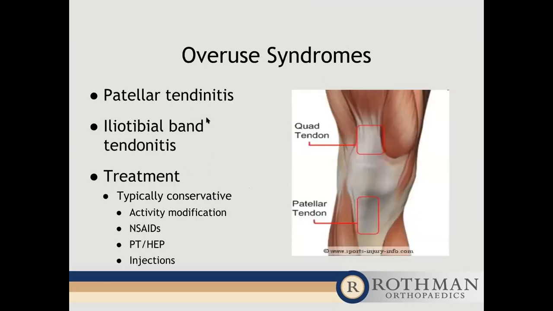All right, let's talk about some overuse problems. Patellar tendonitis and quadriceps tendonitis you can get very commonly. They're overuse injuries from running, jumping, squatting, kneeling. Iliotibial band tendonitis — the iliotibial band, or IT band, runs right out here. It's very commonly known as runner's knee. As the person runs, that IT band runs over the outside of the femur and can get irritated. There's a little bursa sac that sits underneath it that can get irritated.